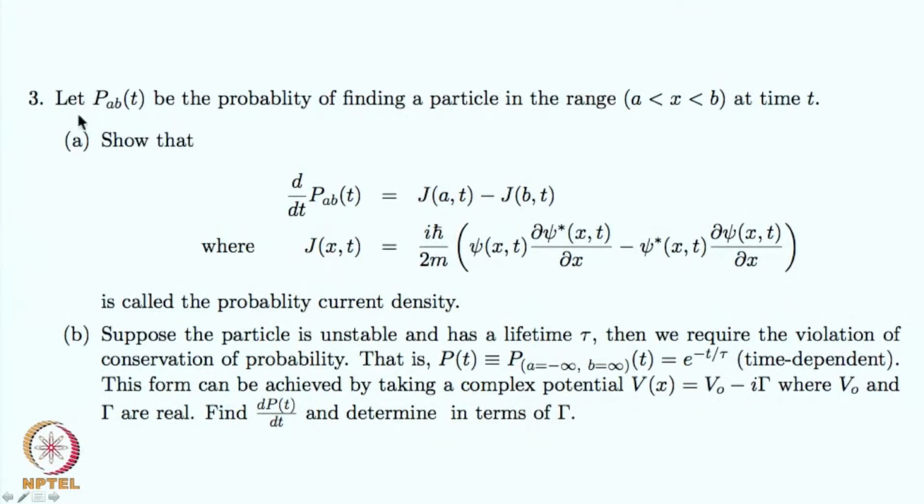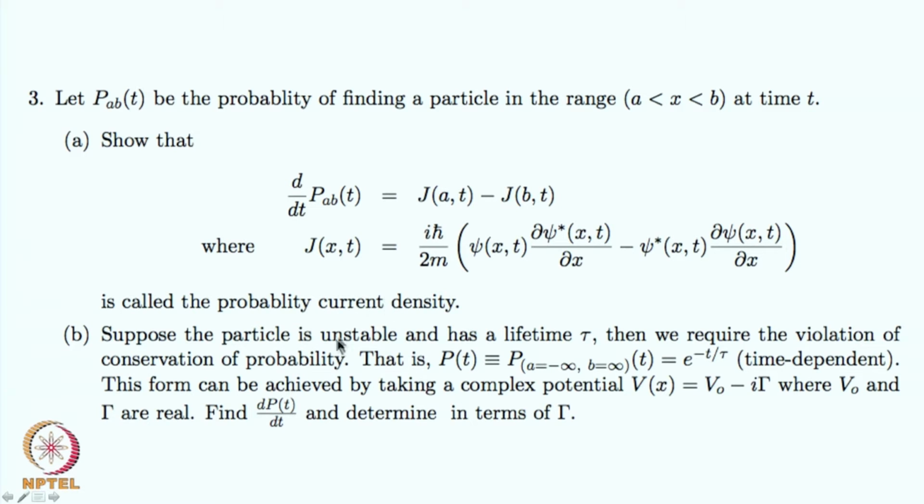And here problem 3 is about finding the probability. Let P_AB be the probability of finding the particle between a range, that is A and B, at a particular time. So the problem is to show that the derivative of the probability is equal to the current density at A at time t minus the current density at B at time t, where this is the definition of current density J(x,t). So J(x,t) is nothing but the probability current density.